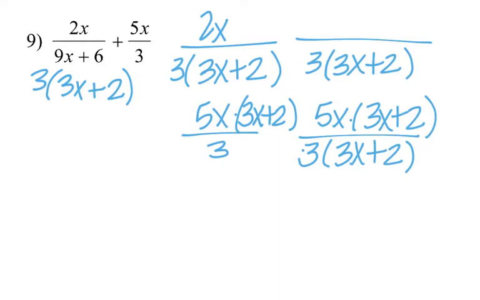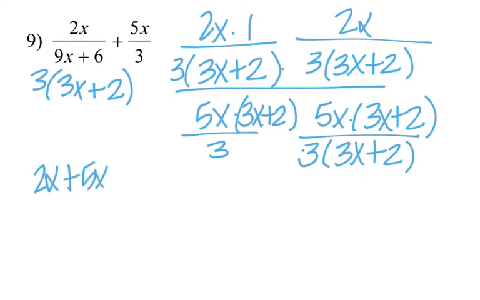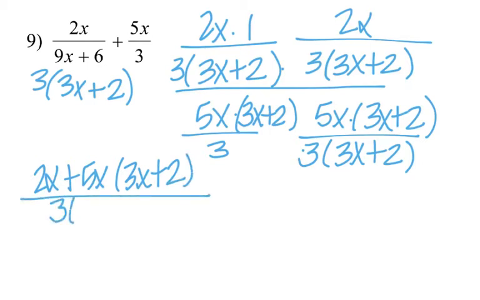Over here, what do we have to multiply by to get 3 times 3x plus 2 on the top? I'm looking at this line right here. We don't, just 1, because we already have it, right? So your numerator here is just going to be 2x. So then we're going to come over and write it as one fraction. So 2x plus 5x times 3x plus 2 over 3 times 3x plus 2.